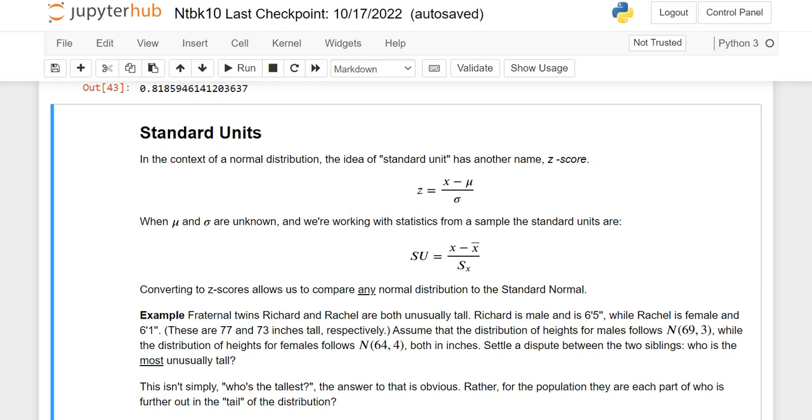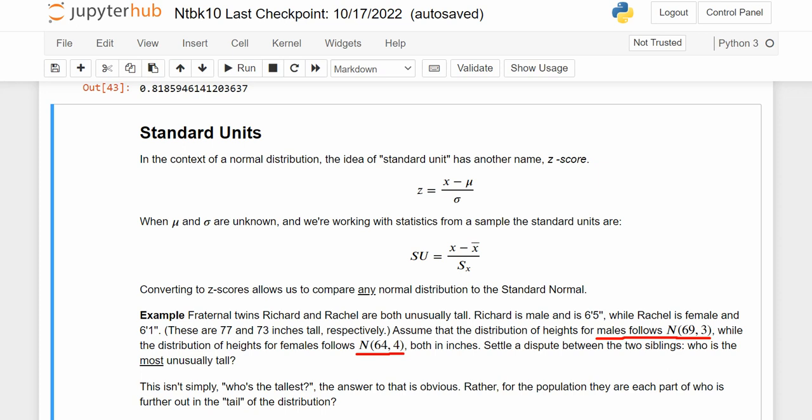The question is, we've got boy-girl twins, and they're both pretty tall. Richard, a male, is 6'5", and Rachel, a female, is 6'1". They say, hey, we can see who's more unusually tall based on their own distribution. For males, we know that heights follow a distribution where 69 inches is the average and 3 inches is the standard deviation. So that's 5'9" with a standard deviation of 3 inches. And here, the average for females is 64 inches, which is 5 foot 4 inches, with a standard deviation of 4 inches.